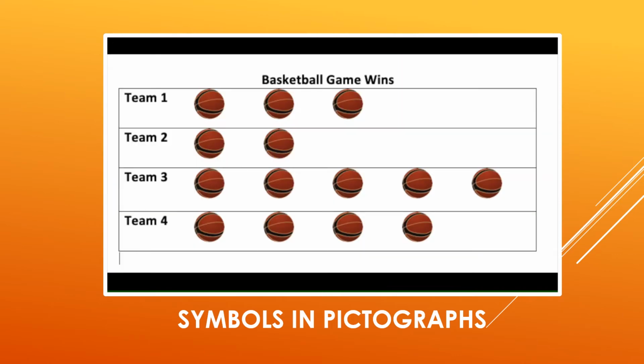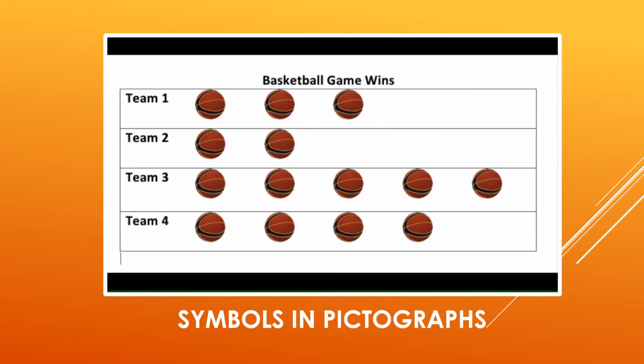Now, I've made this very special pictograph for your student work coming up. I want you to look at the title at the very top of this pictograph. It says Basketball Game Wins. And down the left-hand side, we have the different teams that have been competing with one another playing basketball games. We have Team 1, Team 2, Team 3, and Team 4. So these different teams have been playing basketball games, and this pictograph is used to show each win that a team has. So a basketball equals one game that a team has won.